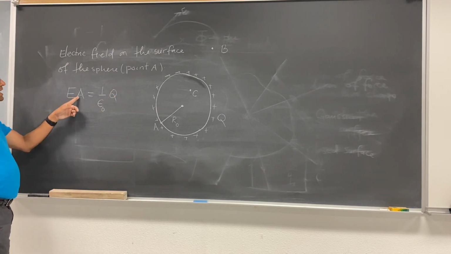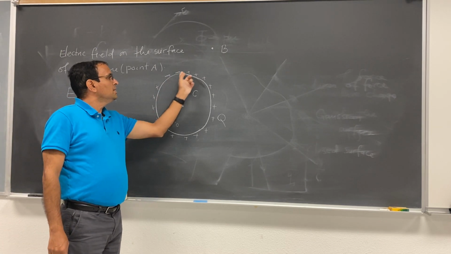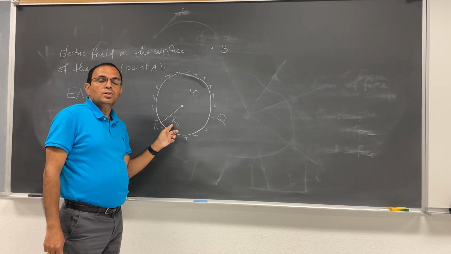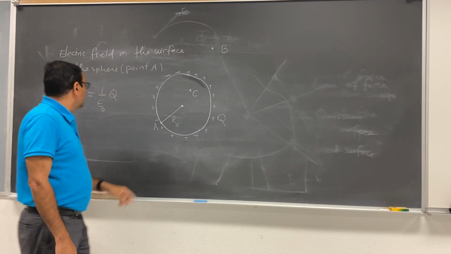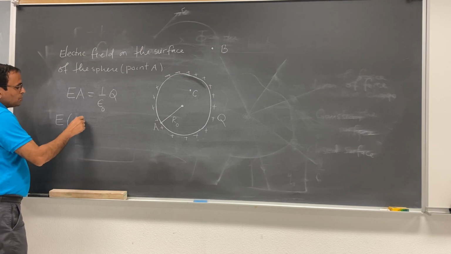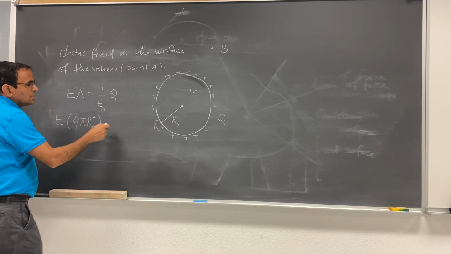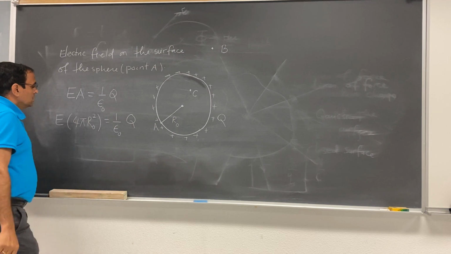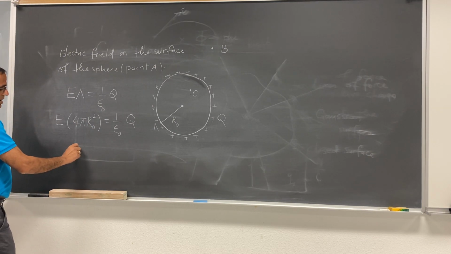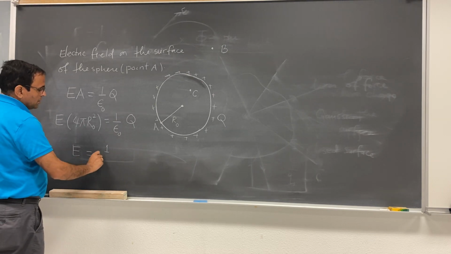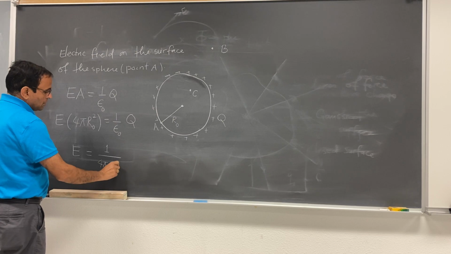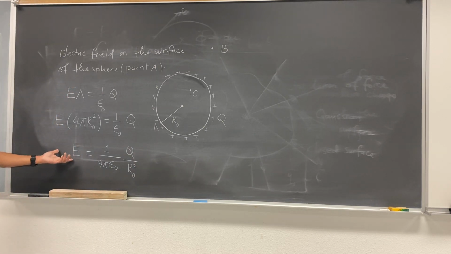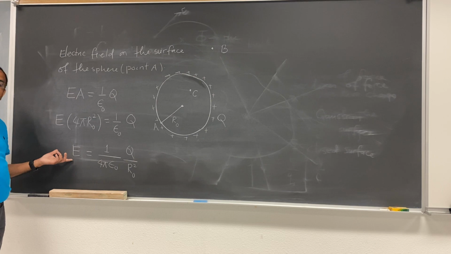Now look at this A. A is the surface area of this spherical surface, and this spherical surface has a radius R0. What is the formula to calculate the surface area of a spherical object? The area is 4 pi R0 square, because I said the radius is R0. This is equal to 1 over epsilon 0 Q, the charge enclosed. So what is the electric field at point A then? The electric field at point A is equal to 1 over 4 pi epsilon 0 times Q divided by R0 square. This is the electric field at point A on the surface of the sphere.